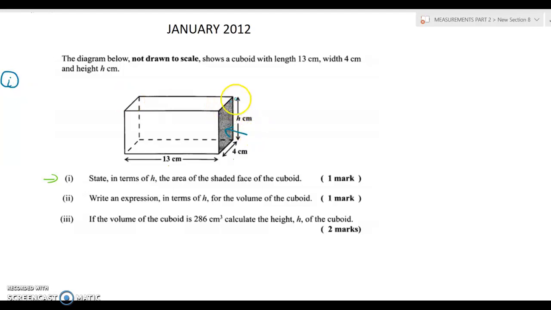So that face, what is the shape of that? That's a rectangle, so we know area is length by breadth or length by width, right? In this case, it will just be h by 4, right? Or length in that case is h. So this area is 4h, and you could just put cm squared. So that's part 1. So now let's look at part 2.